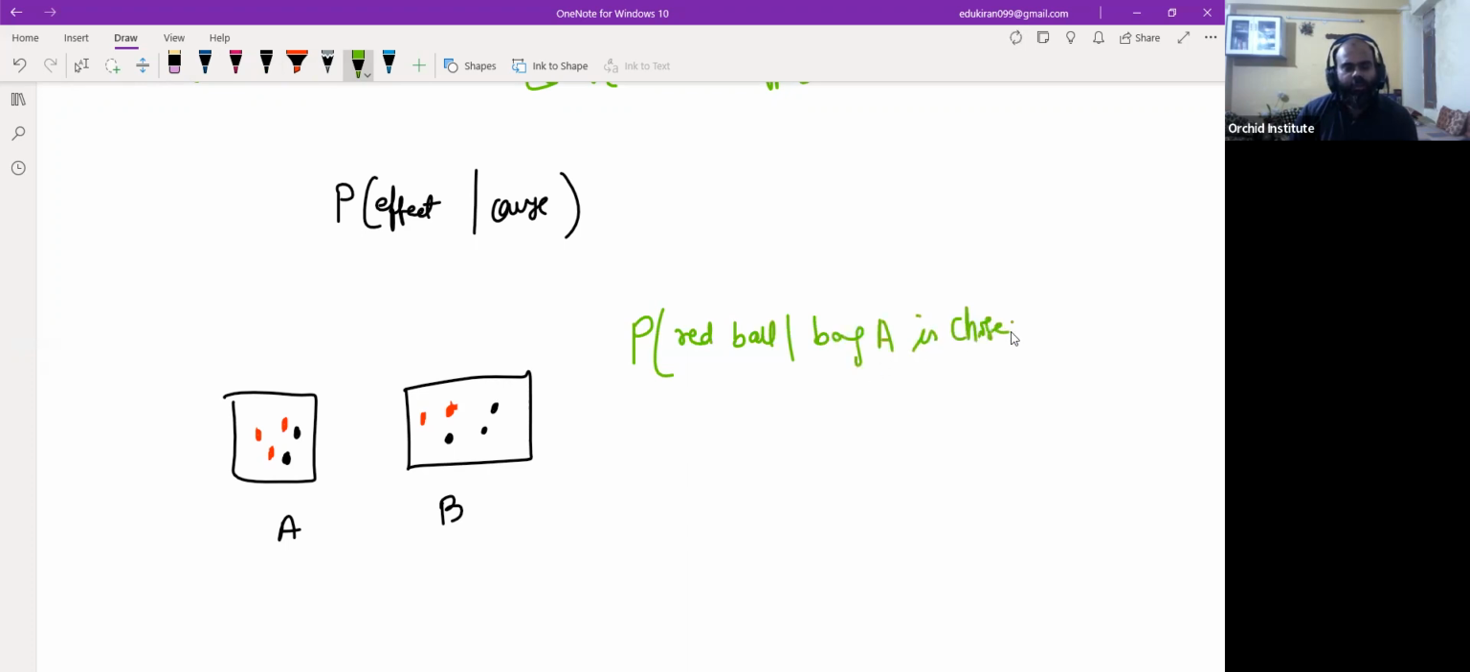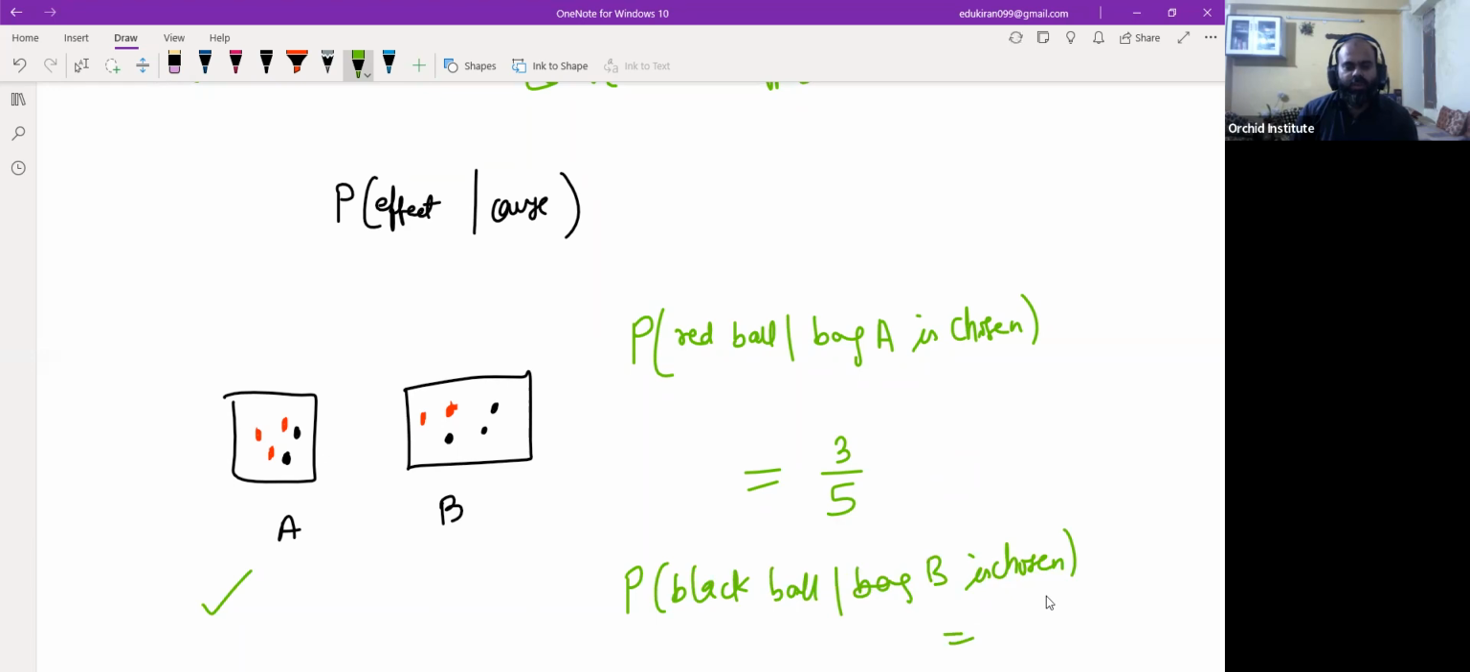So you don't have to think much. Since bag A is chosen, the red ball probability is 3 upon 5. Am I right? Yes, sir. Similarly, the probability of black ball, or red ball also, when bag B is chosen. Here it is given that bag B is chosen. Then what is the probability of black ball? Here black are 3 by 5. Coincidentally, both are 3 by 5. If you take red ball, it will be 2 by 5. Here if you take black ball, it will become 2 by 5.